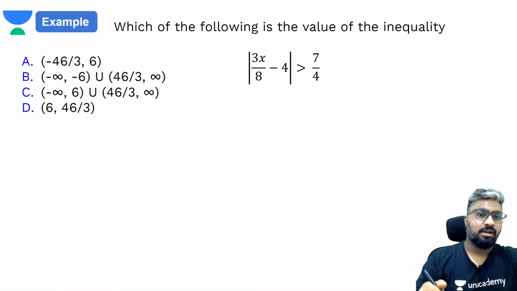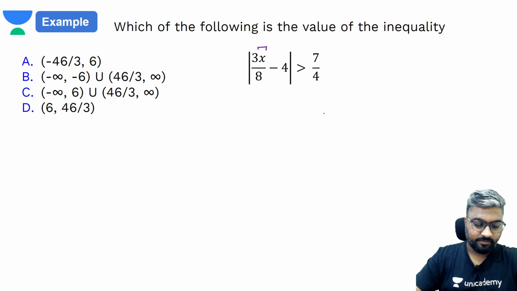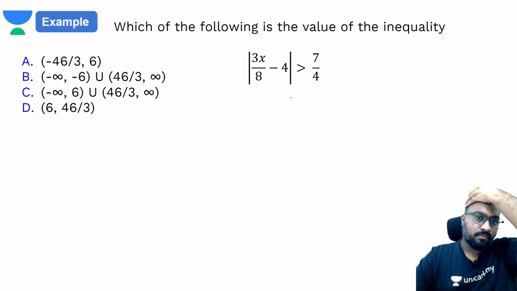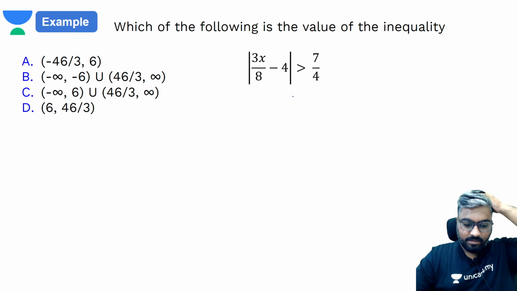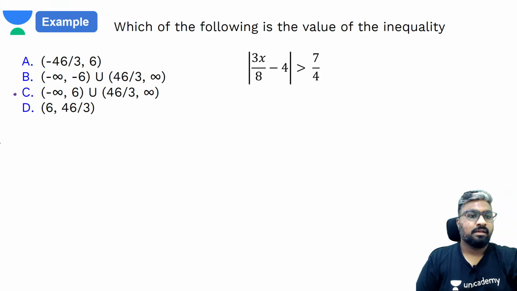Chalo, let's move on to the next question now in absolute inequality. We have to find out the value of x. Yes, 3x by 8 minus 4 is greater than 7 by 4. Quickly try this. Hello Narshima, I'm doing great, buddy. Thank you so much. Quickly try this. Saket says option C. Okay, Saket. How about others?